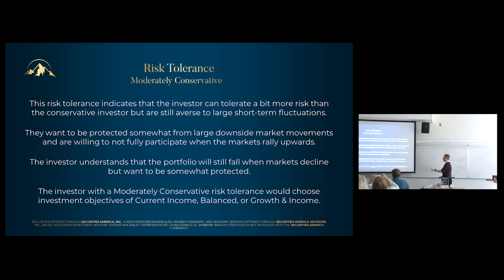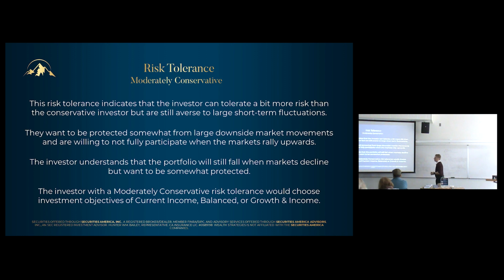So the moderately conservative risk tolerance indicates that the investor can tolerate a bit more risk than the conservative investor, but is still averse to large short-term fluctuations. So this might be somebody who's willing to have a small bit of equities in their portfolio. They're willing to take on a little bit of that growth potential because possibly their time horizon is still 10 years and they're willing to see some of that growth to help feed their income streams, but they're still not willing to bet the house on the stock market and expect it to keep going up for a long time. So they want to be protected somewhat from large downside market movements, and are not willing to fully participate when the markets rally upwards.